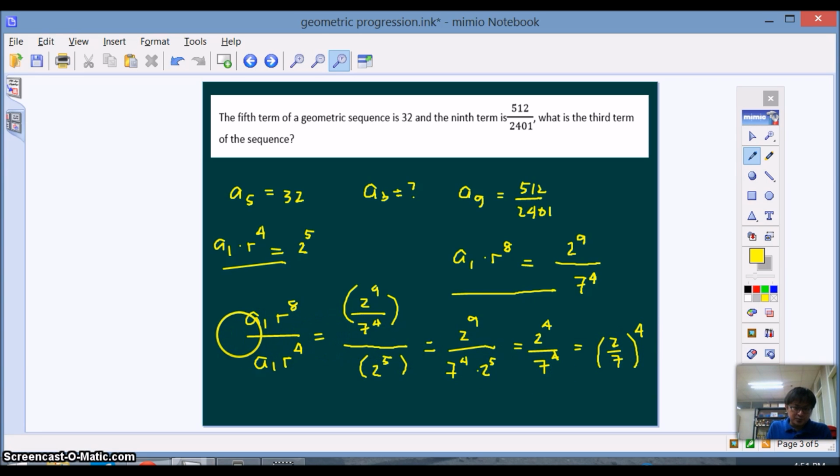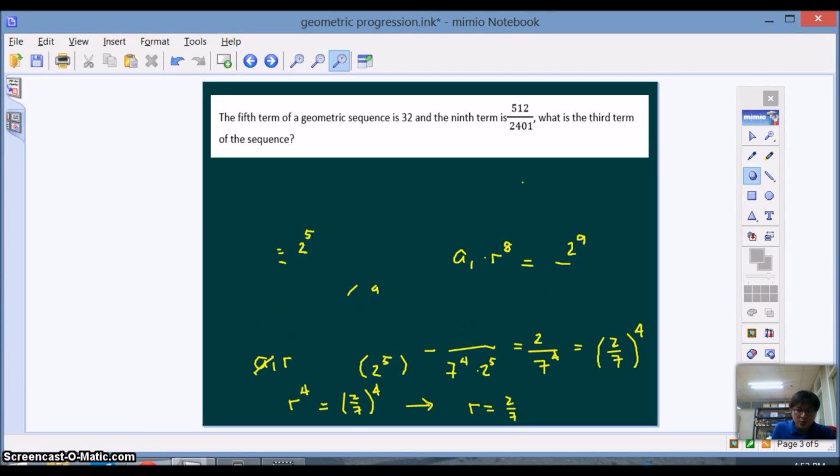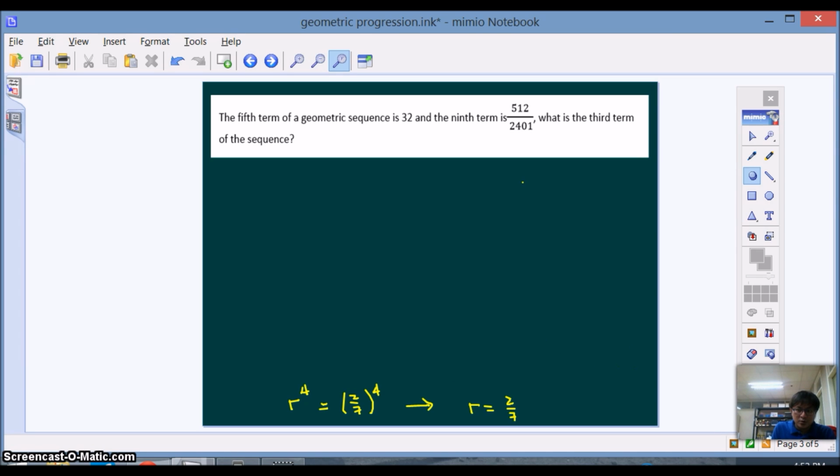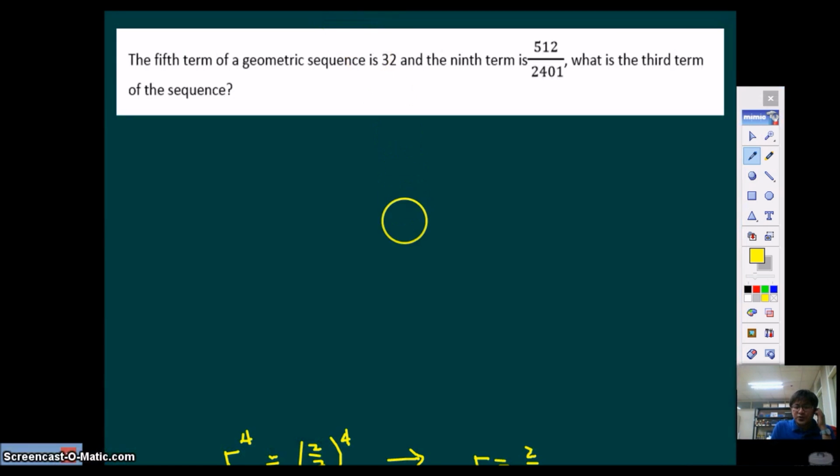So we have here on the left side, a sub 1 will cancel out, r to the 8 over r to the 4 will be of course r to the 4th, and it's actually equal to 2 over 7 all raised to the 4th power. That means your common ratio is 2 over 7. Now using this, let's erase some of our solutions first. Now we have the common ratio. We use that to solve for the first term.